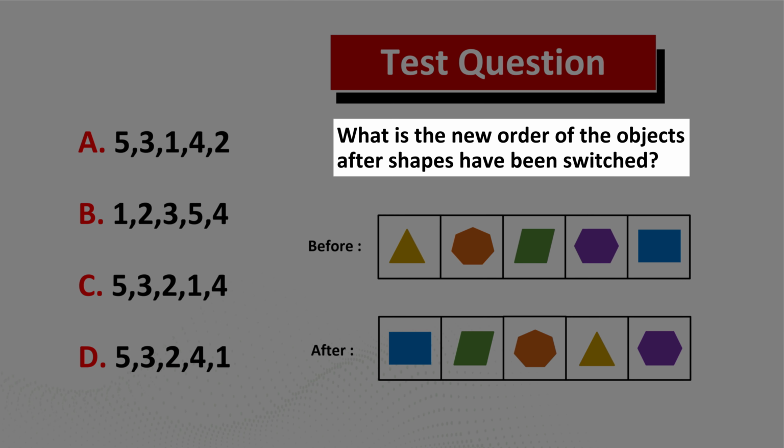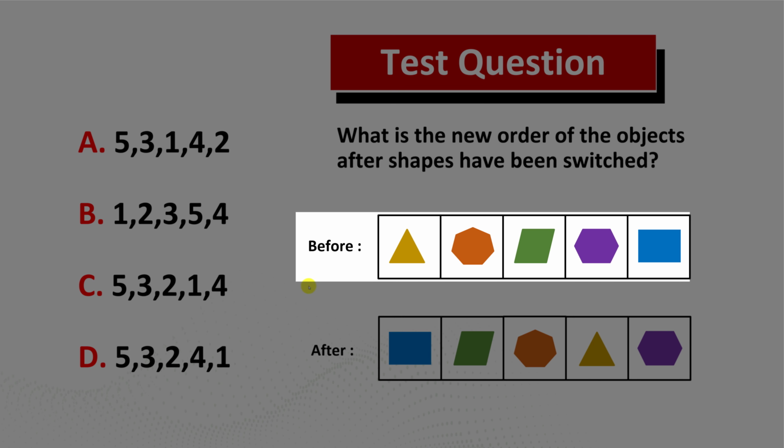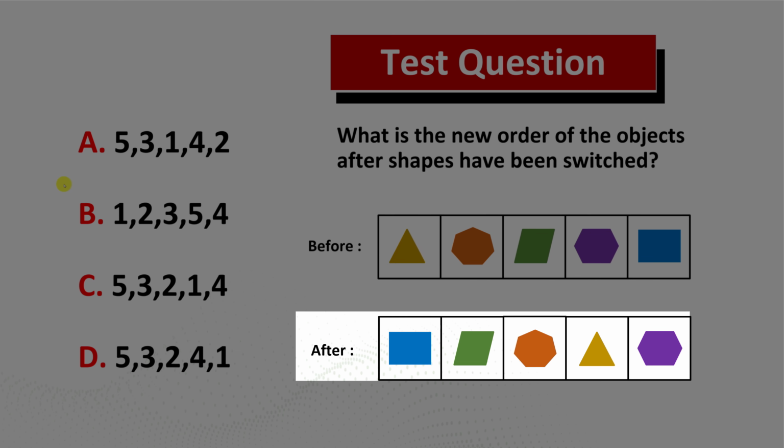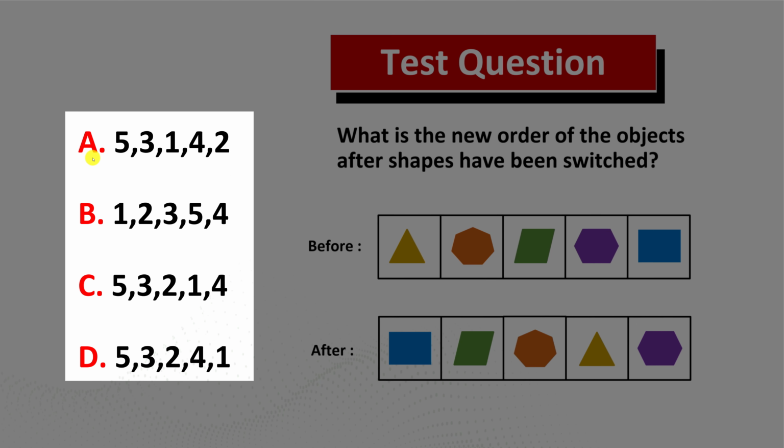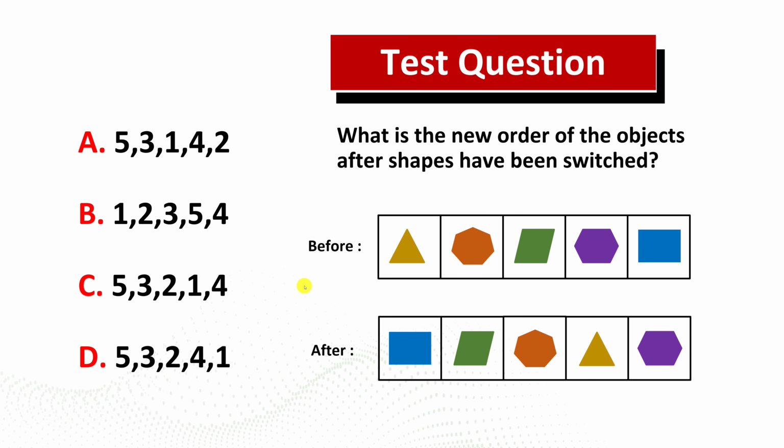What is the new order of the objects after shapes have been switched? And you have before picture as well as the after picture, as well as 4 different choices presented. The 4 different choices reflect new position of the object based on the original position of the object in before picture. Feel free to pause this video and try to solve this challenge.